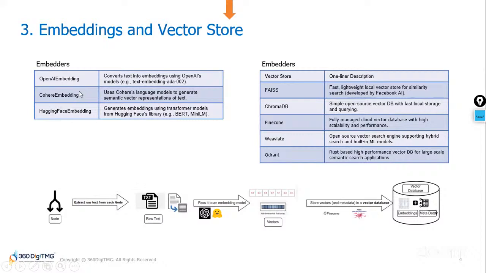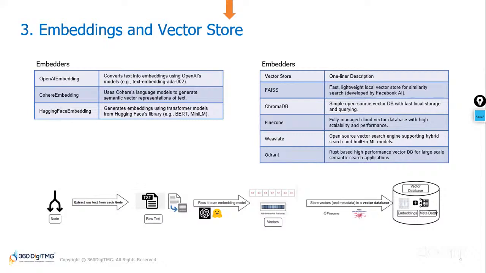So we have OpenAI embedding, Cohere embedding, Hugging Face embedding. OpenAI embedding will convert the text into embeddings using the OpenAI model. So you have this text embedding OpenAI model of ADA 002. Then Cohere embedding, this will use some of Cohere's language models in order to generate a semantic vector representation. Hugging Face, again, transformer models, it will make use of your BERT, MiniLM, all these things.